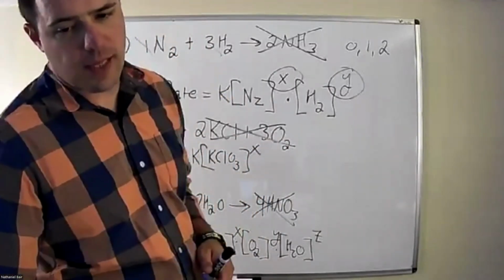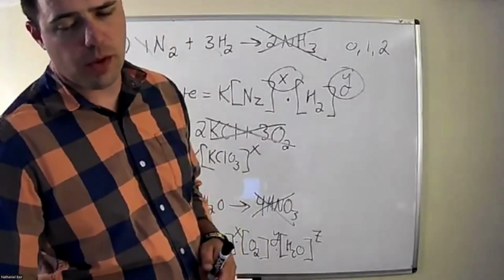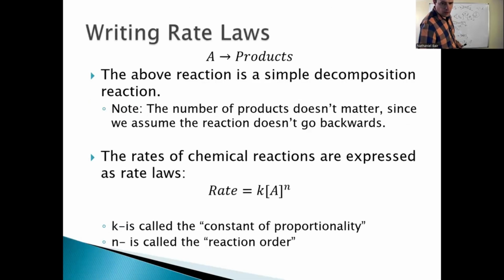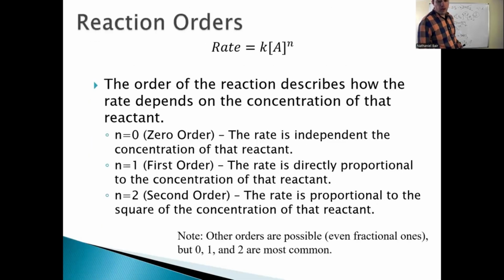So let's talk about these options of 0, first, and second order. Hang on, let me go back a couple slides. All right, so here are your options. If a reactant is 0 order, then essentially what we're saying is that reactant does not affect the rate of the reaction. A 0 order reactant will have no impact on the rate.